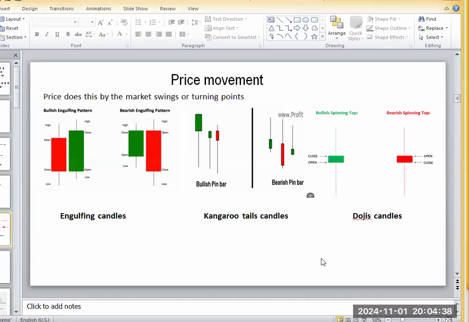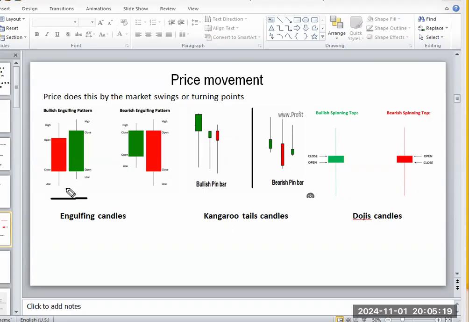Right. So for me, in my time of trading, there are these basic candle formations that usually are triggers for me to know when the market wants to start shifting, when the market wants to turn. So I just categorize them in three main formations. They are the typical engulfing candles, you have what I call kangaroo tails, and then you have what I call dojis.